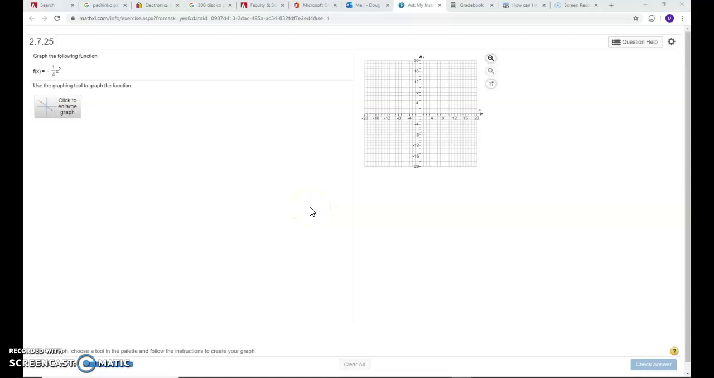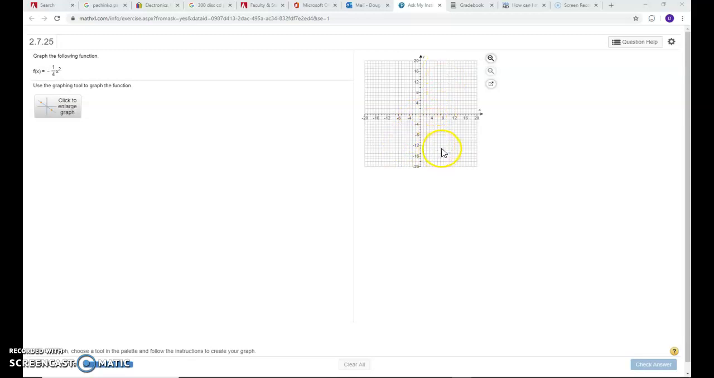Okay, today I'm going to show you how to graph this function. This function is f of x equals minus 1/4 x squared. Now the first thing we need to understand is what this graph is going to look like. This graph is off of the x squared, so it's going to make a U. Now our U is going to be upside down.